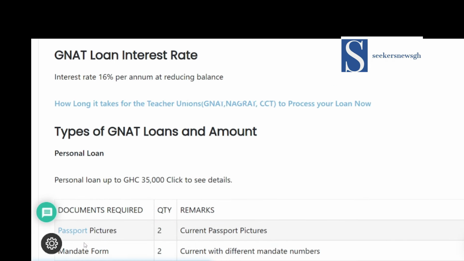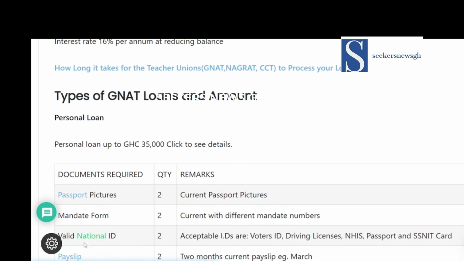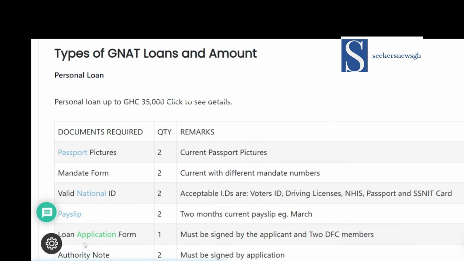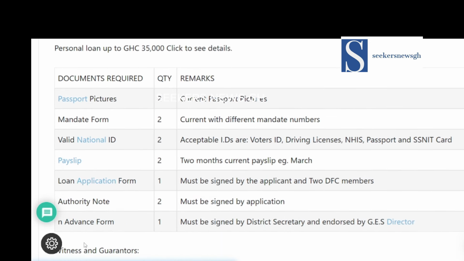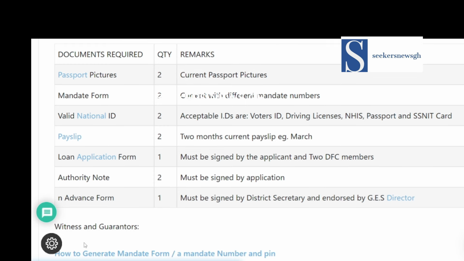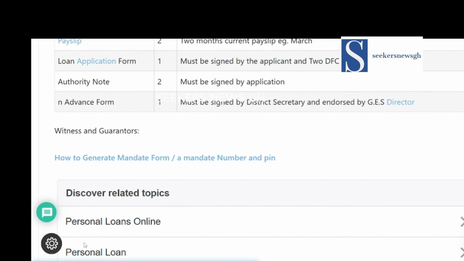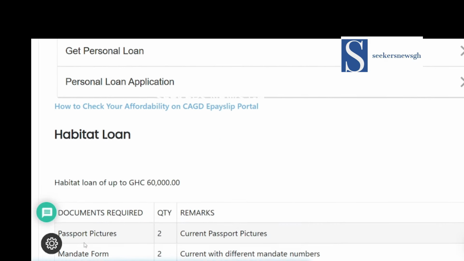Now, the loan interest rate is 16%. It is 16% per annum at reducing balance. There are different types of loan that you can take. So we talk about the personal loan, which is up to 35,000, and the requirements are that you need your passport picture, mandate form, valid national ID, payslip, loan application form, authority note, and loan advance form. For the mandate number, you just go to your e-payslip portal and generate it.